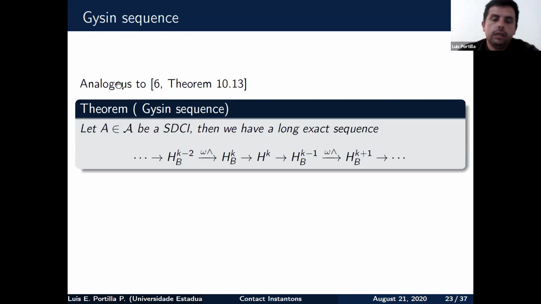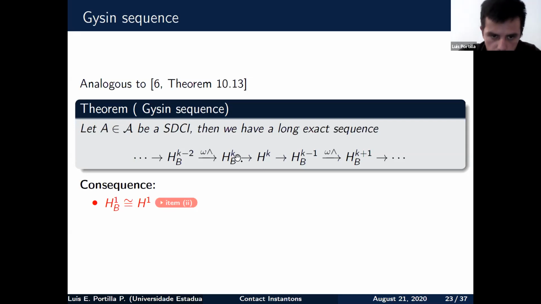This is the Gysin sequence. I can relate the cohomology with the basic cohomology, and the key to prove this is that this sequence is exactly the last isomorphisms. And if I compute, for some cases, I get a consequence of this. For example, the first cohomological group H^1 is isomorphic to H_B^1. So I have a different model for my tangent space.